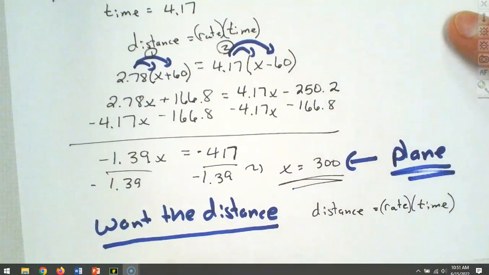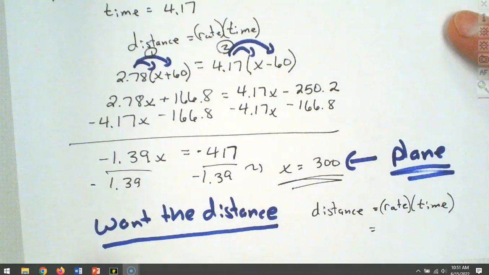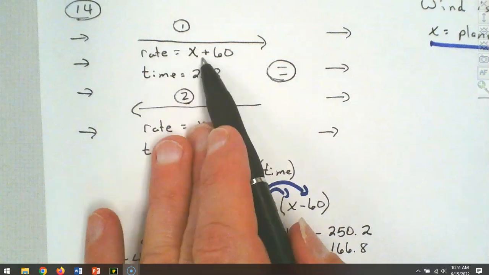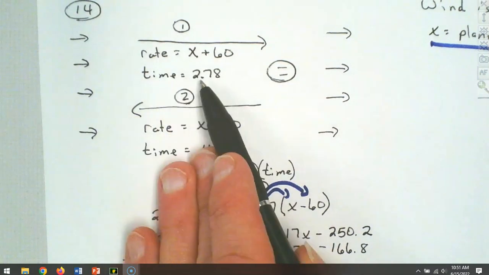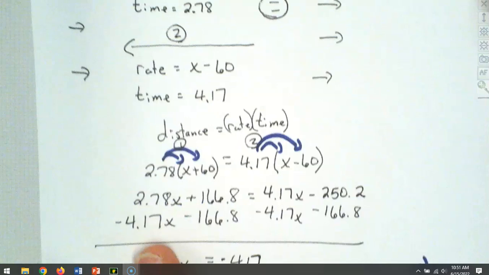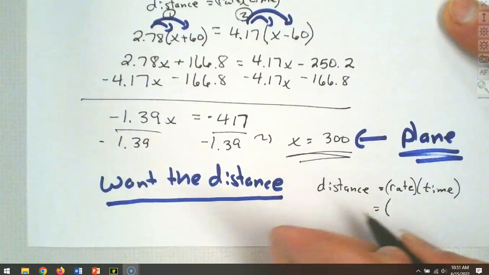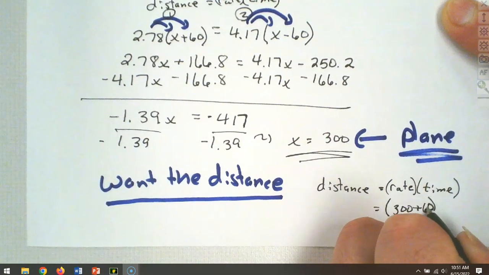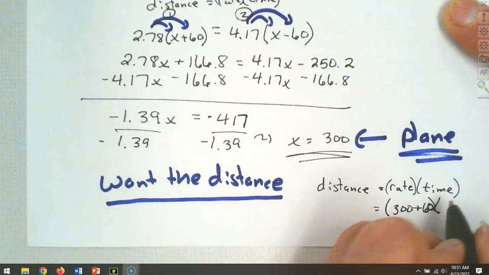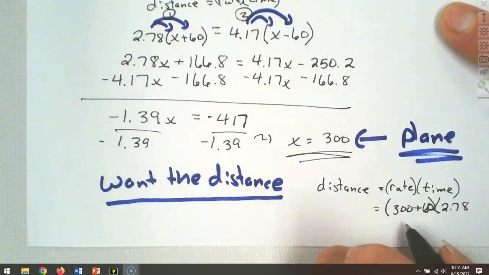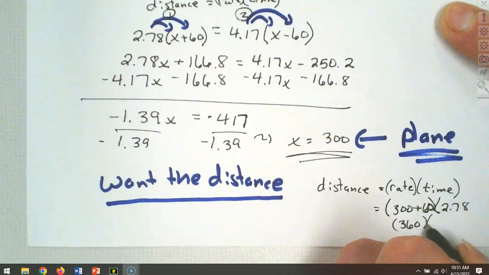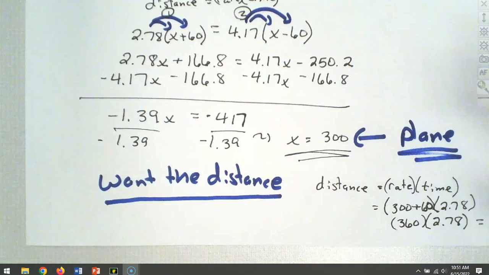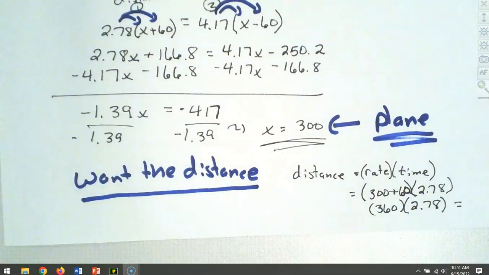And let's go back to the first one. Okay, on the first one, if we go back up and we look here, our rate was x plus 60, and our time was 2.78. So when we plug in our 300, that's going to be 300 plus 60, and we're going to have to multiply that by 2.78, and so that's 360 times your 2.78, and that should tell us then how many miles it truly is.